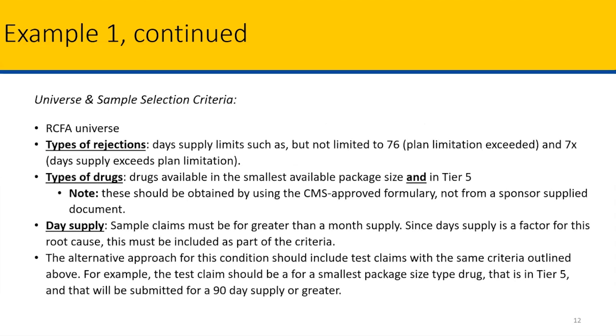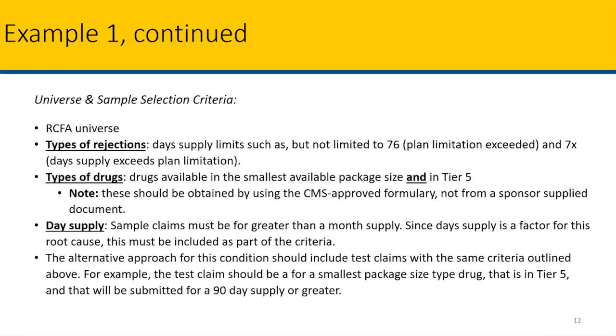The types of rejections would include day supply limits, such as, but not limited to, 76, plan limits exceeded, and 7X, day supply exceeds plan limitation. The types of drugs would include drugs available in the smallest available package size and in Tier 5, which is typically considered the tier for specialty medications.